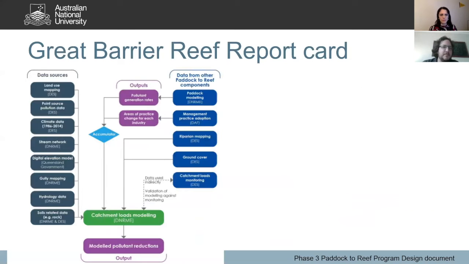So the example we're working with is with Queensland Government in Australia working on the Great Barrier Reef, and in particular the production of an annual report card. So here you can see, well, our focus is specifically on water quality modeling. We've got a variety of data sources and a variety of data coming from other modeling components, all coming together, involving multiple agencies within government.